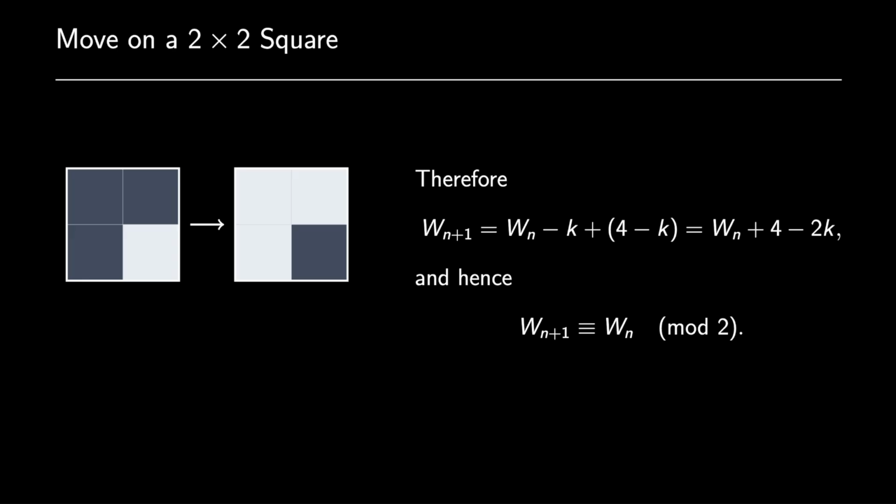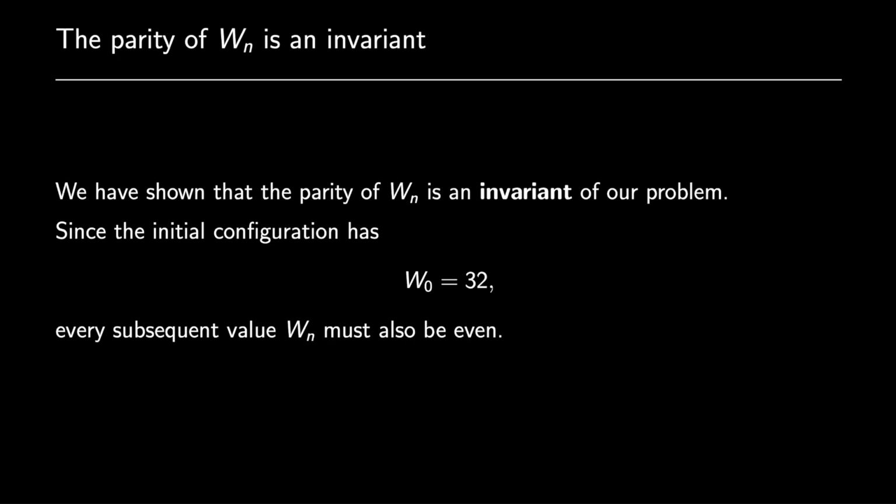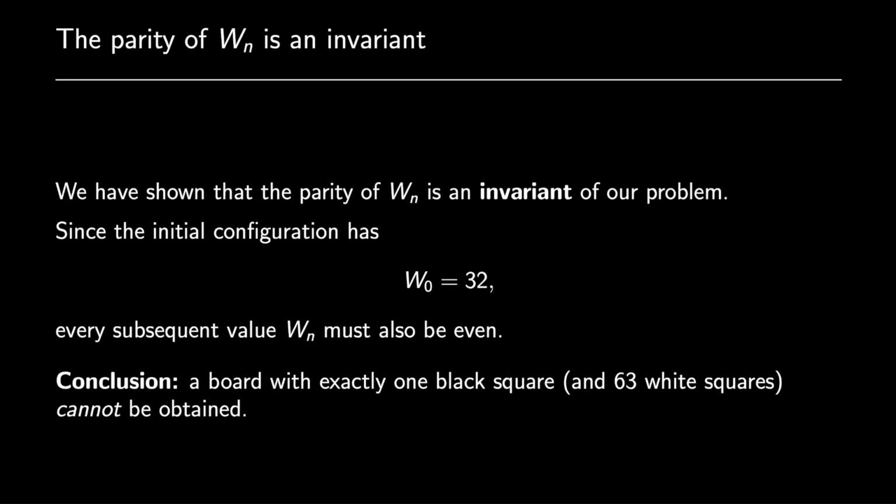Since the expression 4 minus 2k is always an even number, we conclude again that W_(n+1) is congruent to W_n modulo 2. In other words, flipping any 2x2 block also does not change the parity of the total number of white squares. We have now shown that the parity of the number of white squares is an invariant of the problem. Since the board starts with 32 white squares, an even number, every configuration we can reach must also contain an even number of white squares. Therefore, a board with 63 white squares and a single black square is impossible to obtain.